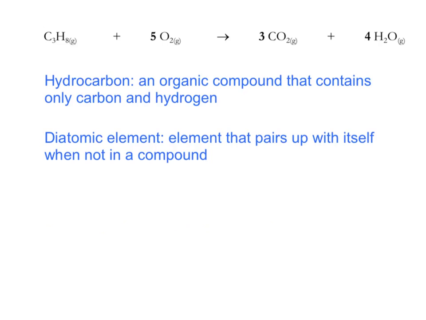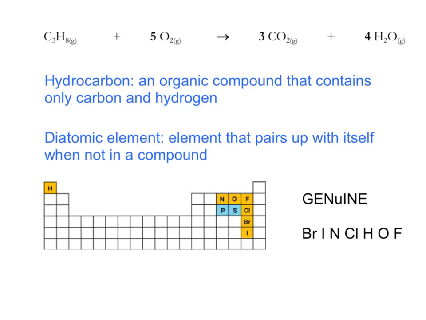The reaction at the top features a hydrocarbon. That's an organic compound that contains only carbon and hydrogen. So that's the C3H8 here right at the beginning, which is a substance called propane. We also have a diatomic element, which is oxygen. A diatomic element is an element that when it's not in a compound will pair up with itself. So these are pretty reactive elements. They are all nonmetals. And this is something that we're going to have to be able to memorize.